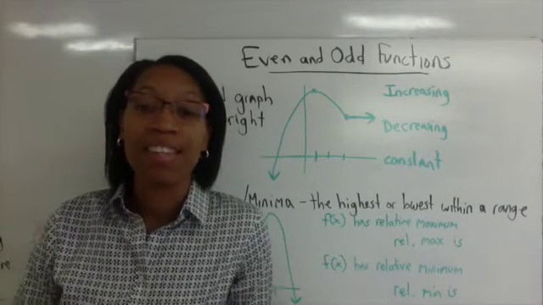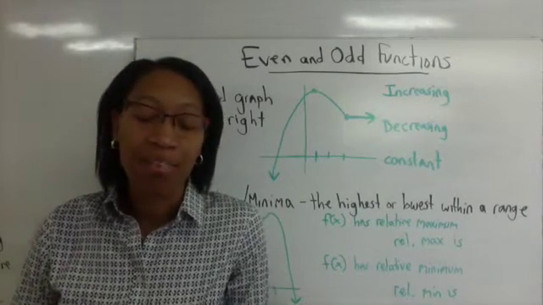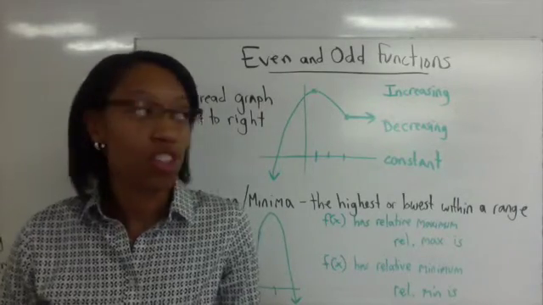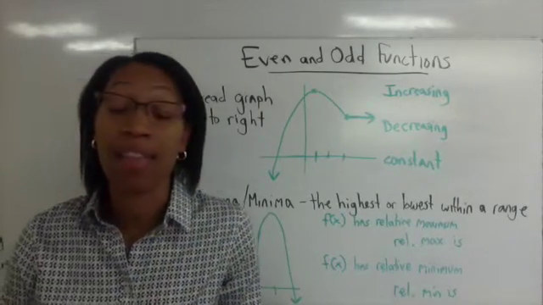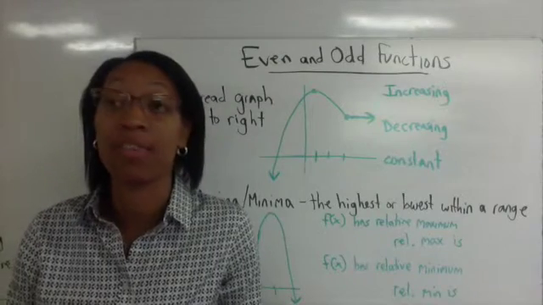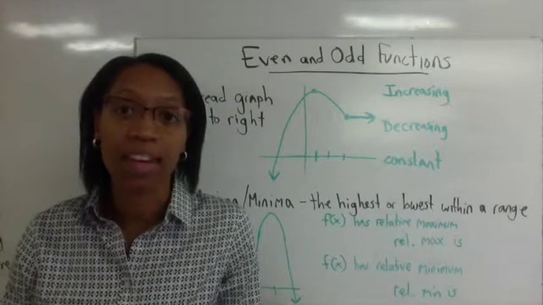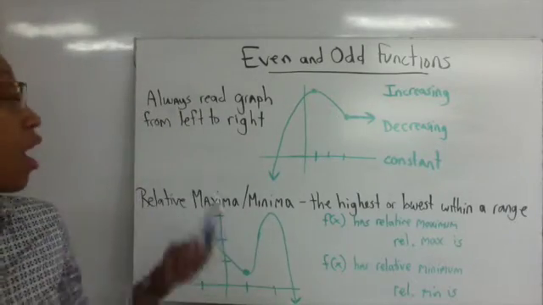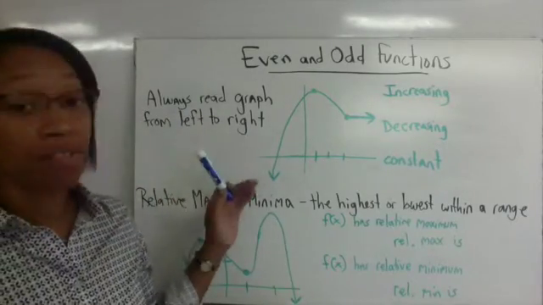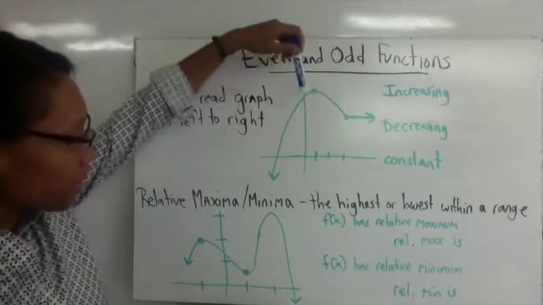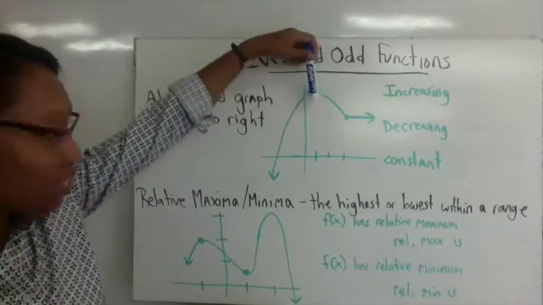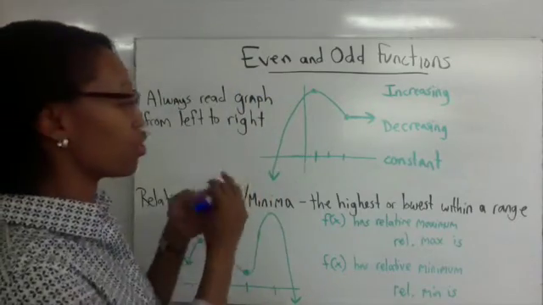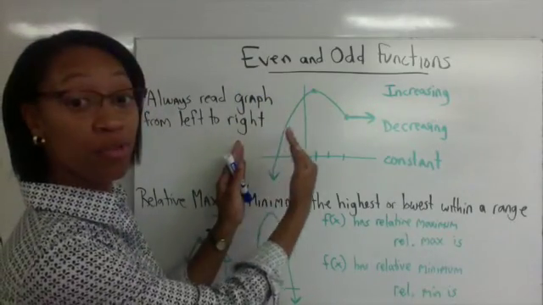Hello students, this video is about even and odd functions, and in it we are going to first talk about reading graphs and then how to tell if a function is even or odd from the graph and from the equation itself. So first of all, when you're looking at graphs, you always want to read them from left to right. So I know you see this arrow going down and you're like, oh, I'll just slide down, the function's going down. But no, you want to start on the left and move to the right.